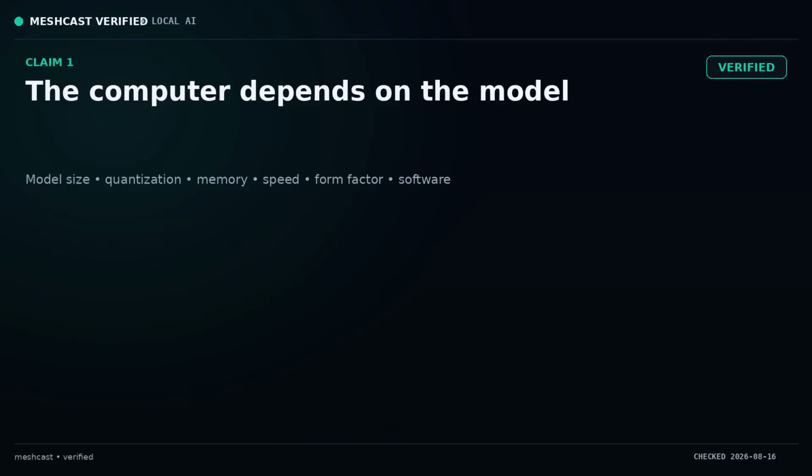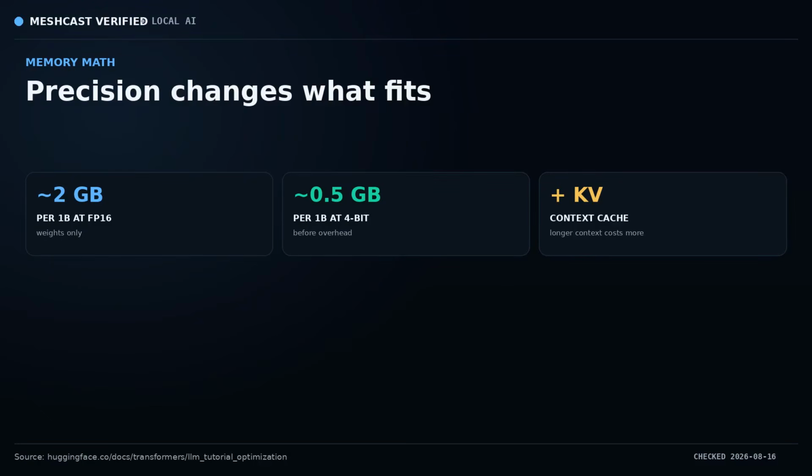First, the premise gets a green card. Hugging Face's own optimization guide explains why model memory scales with parameter count and numerical precision. In rough terms, full 16-bit weights need about 2 gigabytes per billion parameters. 4-bit quantization cuts that dramatically, but it can trade memory efficiency against accuracy and, in some cases, speed.